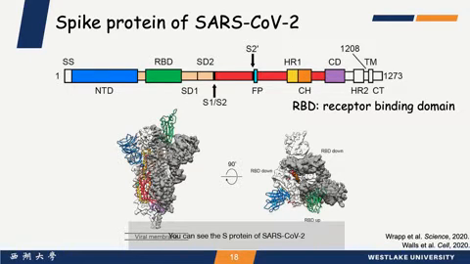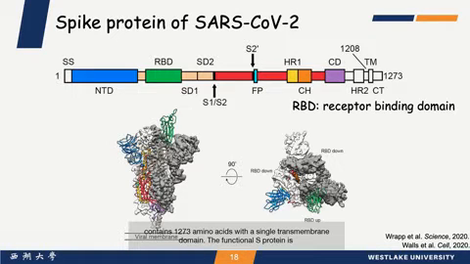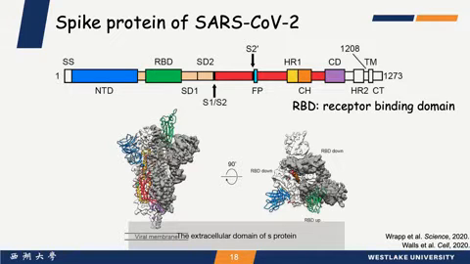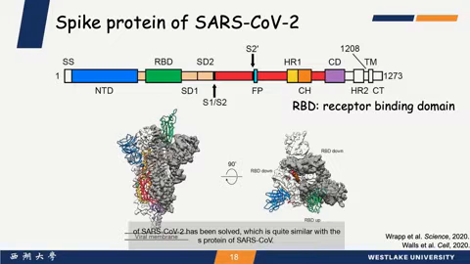You can see the S protein of SARS-CoV-2 contains 1,273 amino acids with a single transmembrane domain. The functional S protein is assembled as a trimer. The receptor binding domain mediates the binding with the peptidase domain of ACE2. The extracellular domain of the S protein of SARS-CoV-2 has been solved, which is quite similar to the S protein of SARS-CoV.